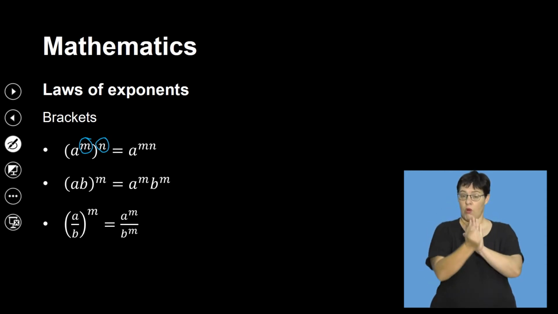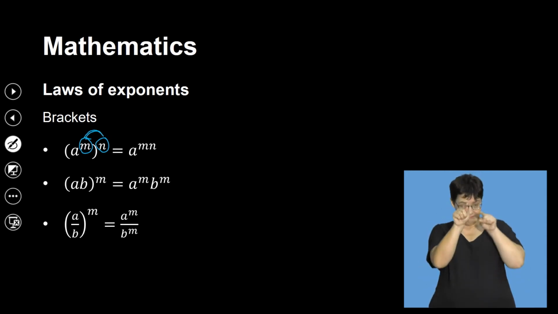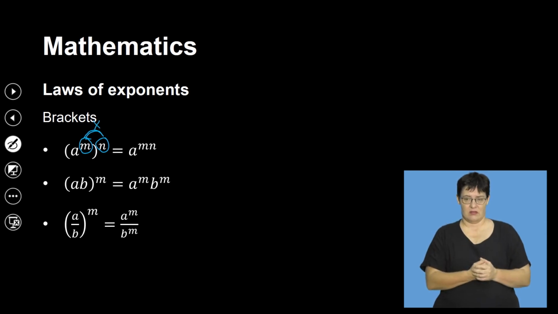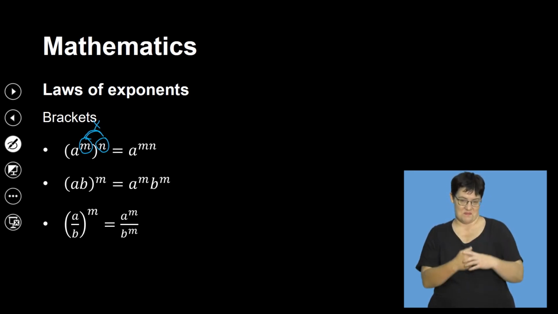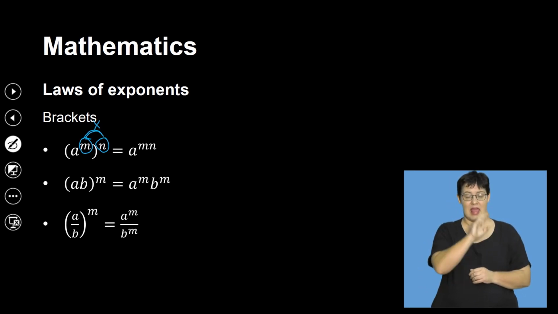So the law will say we need to multiply those two exponents. And we multiply them again because you know that a bracket goes with the operation multiplication, right? So therefore, m multiplied by n will be mn.